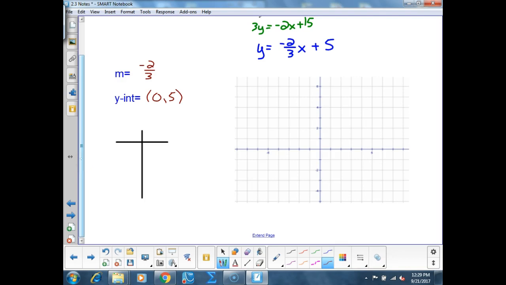0, 5. So, I would go up 5. And then I would go down 2, and which way is over though? Right. 3. Down 2 and 1, 2, and 3. Or I could go up 2 and 1, 2, and 3.